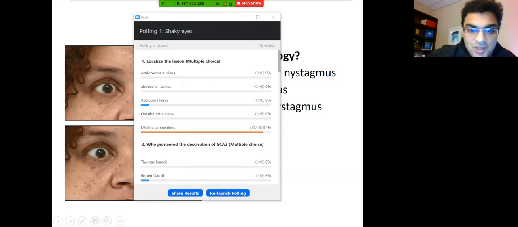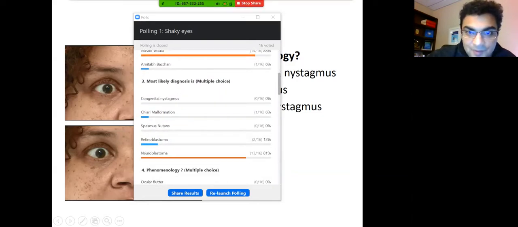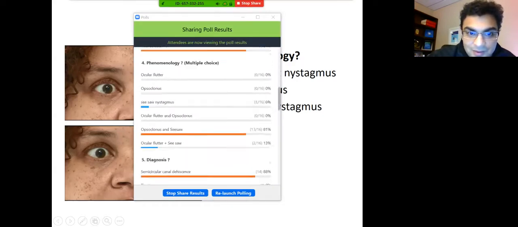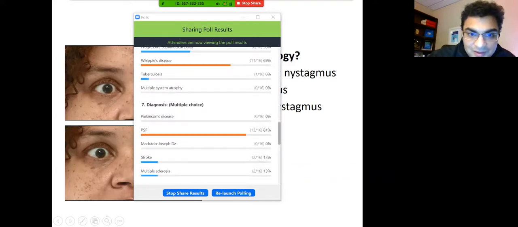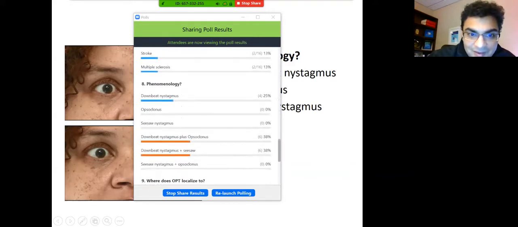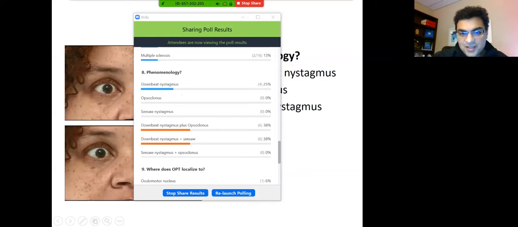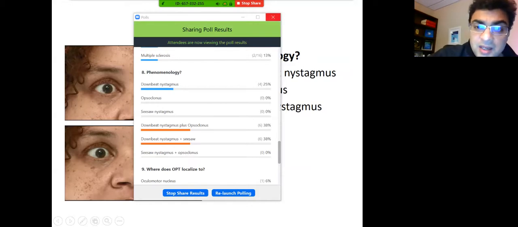Okay, so 25% said downbeat nystagmus. 38% said downbeat nystagmus plus opsoclonus, and 38% said downbeat nystagmus plus seesaw nystagmus. So this patient actually had downbeat nystagmus and opsoclonus, and let me illustrate it here.